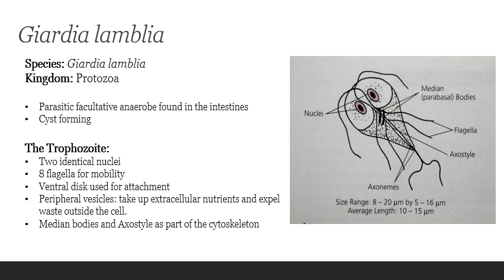So let's start with the Giardia lamblia. It is of the kingdom Protozoa and it's a parasite that is found in the intestines of animals and humans. It's a cyst-forming parasite, which we'll talk about later, but it's quite important for how you actually get infected with this parasite.